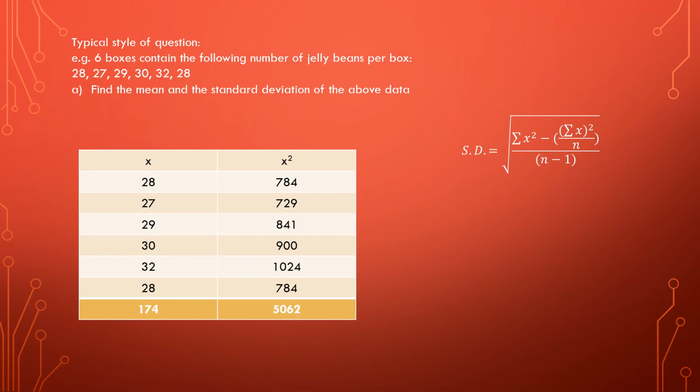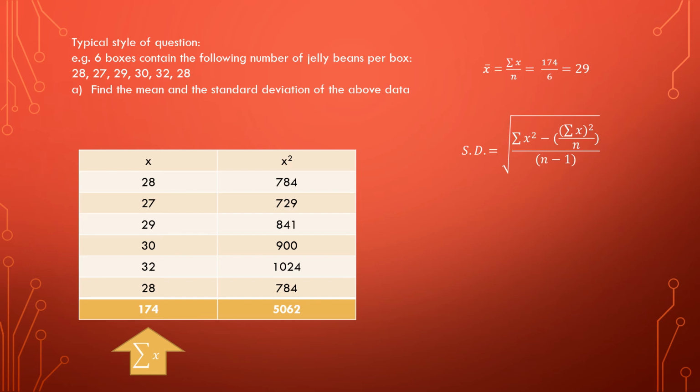In the other column, whilst we're here, all I've done is I've squared each of those numbers. So 28 squared gives me 784, 27 squared gives me 729, 29 squared 841, and so on. And then right down the very bottom right hand box of that table, I've added up all the things in the X squared column. So that there is my sum of X. And that's going to come in handy up here because I want to find my mean. First thing it asked me to do in the question was find the mean.